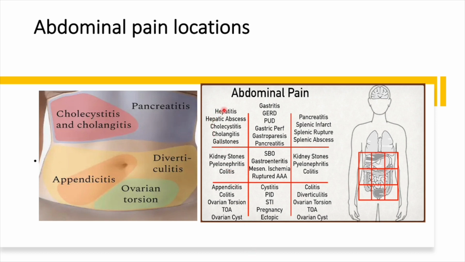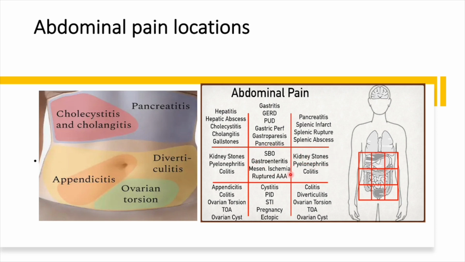So here the right hypochondrium, as mentioned, is related to the liver: hepatitis, abscess, cholecystitis, cholangitis or gallstones. On the left side, pancreatitis, splenic infarct, splenic rupture or anything related to the spleen. In the epigastrium, it is related to gastritis, reflux disease, peptic ulcer, perforation, gastroparesis. The lumbar region, it is renal stones, and sometimes pyelonephritis or colitis. The same way on the left side.